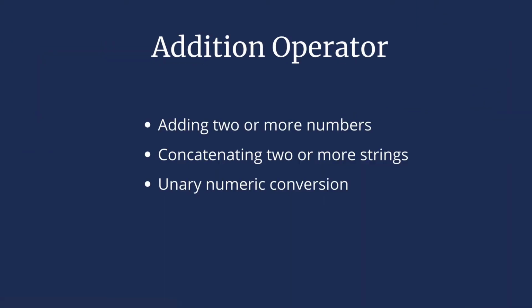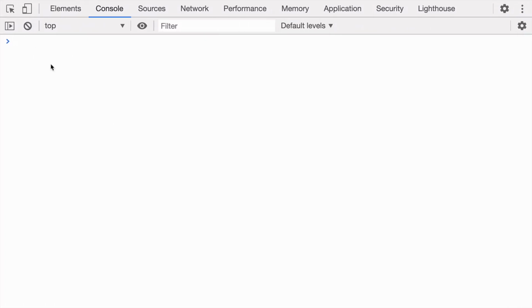Now we will get into operators to understand them better. And to start with, we'll start with addition. So there are multiple use cases of the addition operator depending on the values. Here we can see it can be used to add two numbers or concatenate two strings. It can also be used for numeric conversion. The addition operator behaves differently based on values.